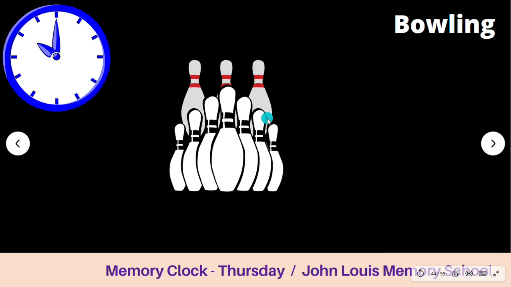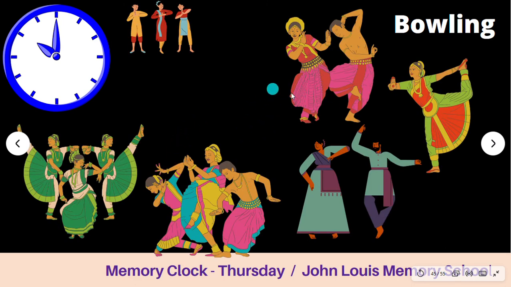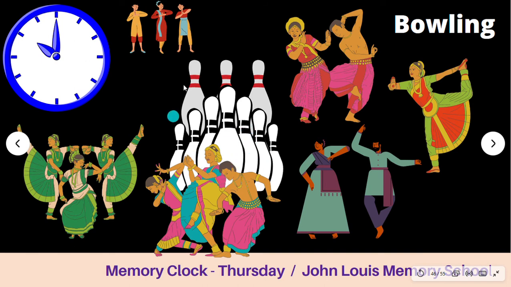What is going on there? All Indian dancings are going on. At what time? 10 o'clock. So it is happening in the bowling court. Just imagine that. So for 10 o'clock, you can see a bowling court. So this is a standard picture for every Thursday 10 o'clock.